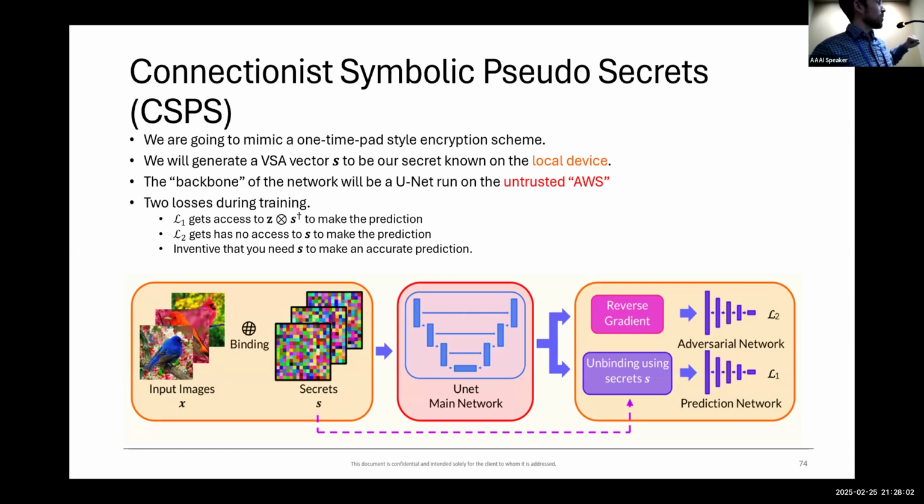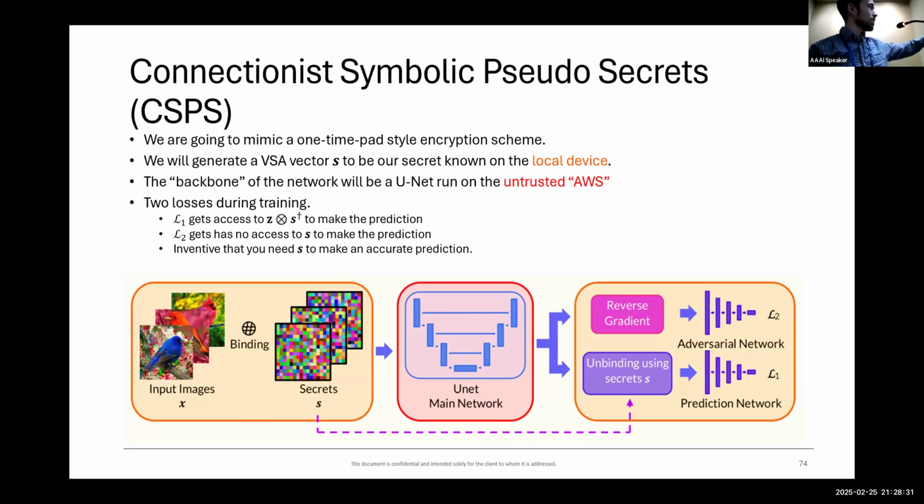And here's our approach. The left and right-hand sides is when we have control. And we're going to do training all locally. We're only going to try and protect deployment. Protecting training is very hard. So we're only going to protect deployment. But so we have our input images. We bind them with secrets. We generate the secrets locally. And they're VSA vectors. They're just random vectors sampled from the void.